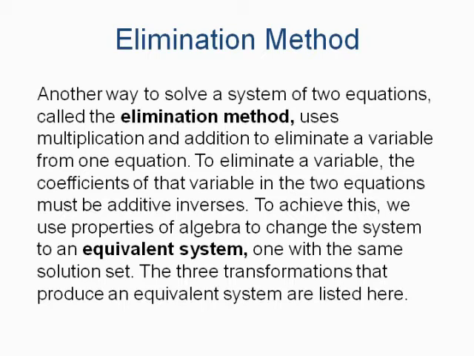All right, so to eliminate a variable, the coefficients of that variable of the two equations must be additive inverses or opposites. To achieve this, we use properties of algebra to change the system to an equivalent system, one with the same solution set. The 3 transformations that produce an equivalent system are listed here.